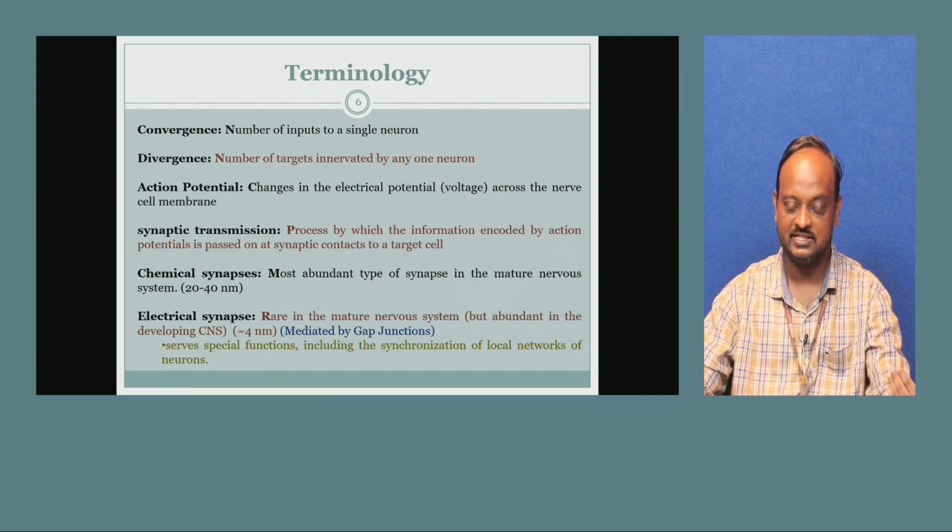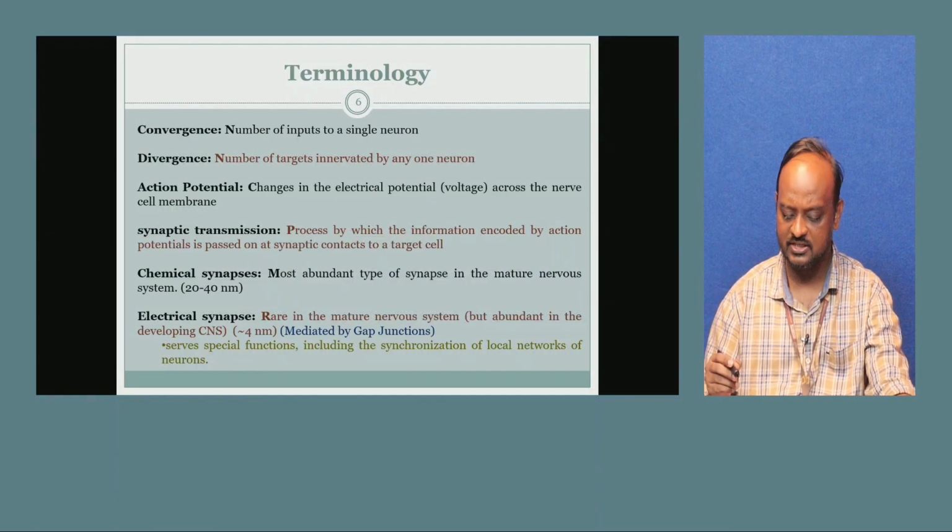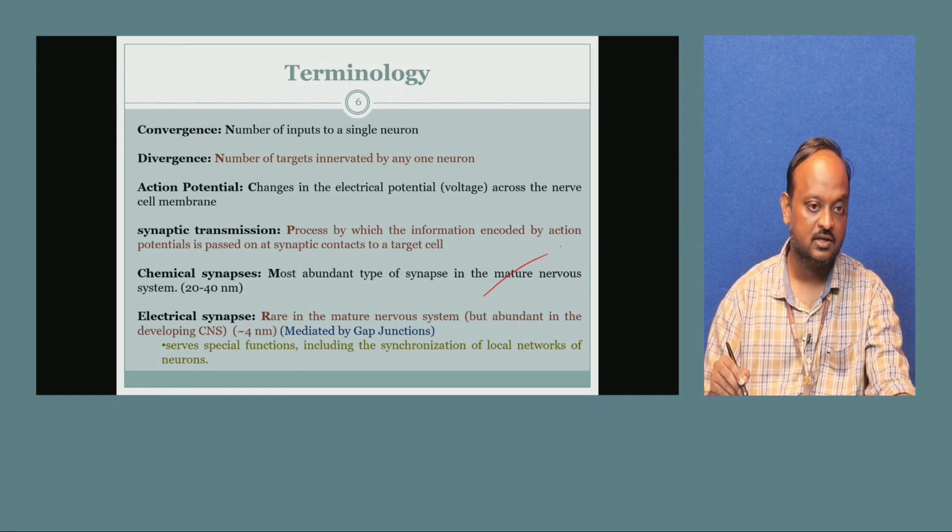Between the first neuron and the second neuron, the electrical impulse can directly pass through the connection from one neuron to the other neuron. Whereas in the earlier case, the chemical synapse, there is a gap between one neuron and the other neuron. We will discuss more about synapses in coming sessions.